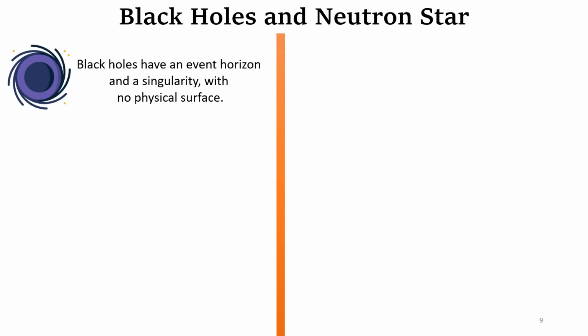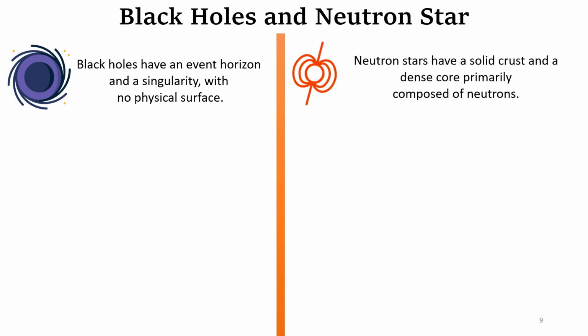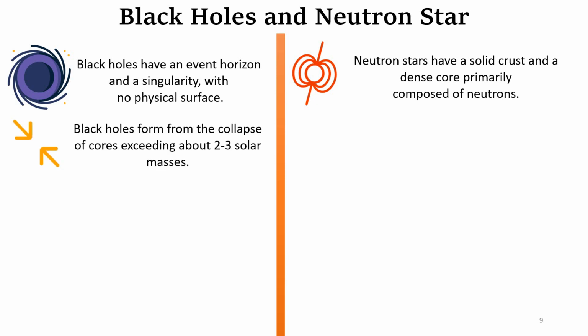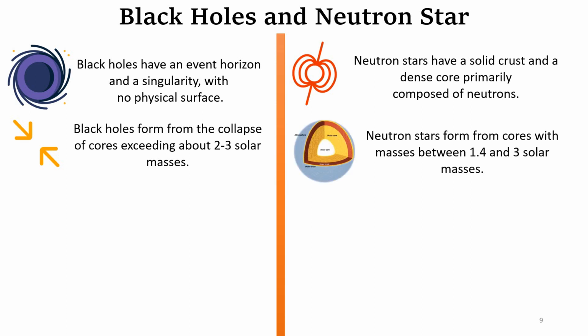So, black holes have an event horizon and a singularity with no physical surface. Here you can see neutron stars have a solid crust and a dense core primarily composed of neutrons. Talking of the formation, black holes form from the collapse of cores exceeding about 2 to 3 solar masses, and neutron stars form from cores with masses between 1.4 and 3 solar masses.